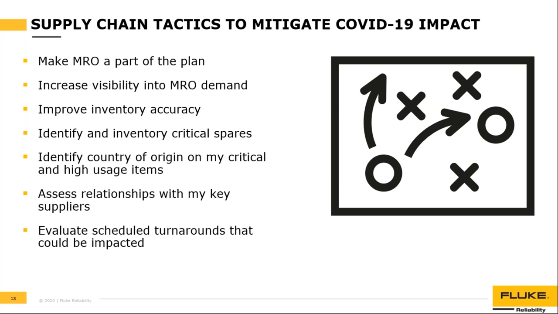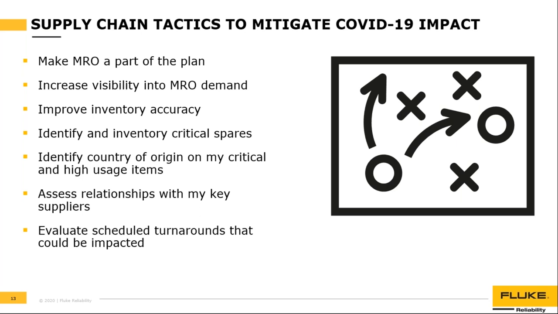The demand piece is a huge part of it, whether you're forecasting it or not, whether you're looking at historical volumes. All of those things will help you get some foresight on where demand may be. As Glenn mentioned a little bit earlier around inventory accuracy, this is one of the Achilles heels of parts availability. If you don't know what you have, you don't know when you need more.